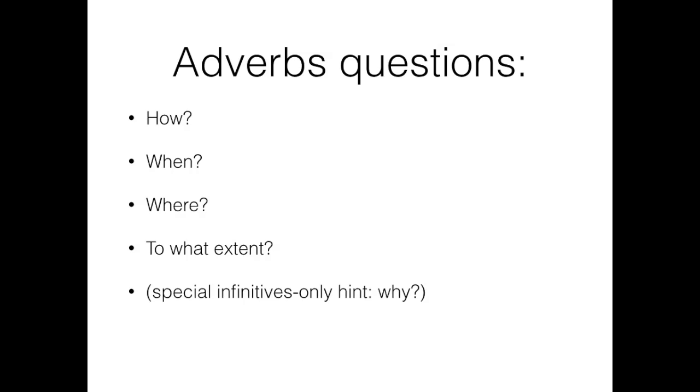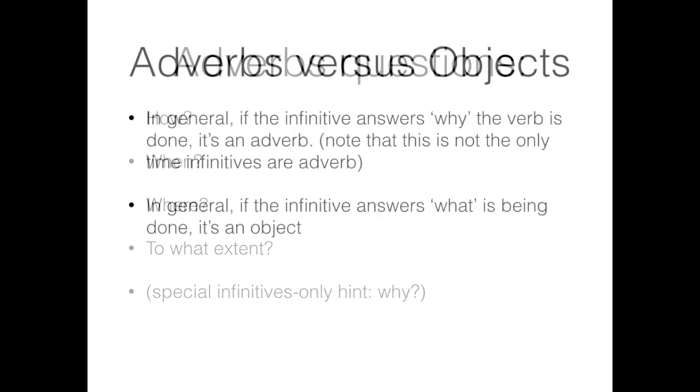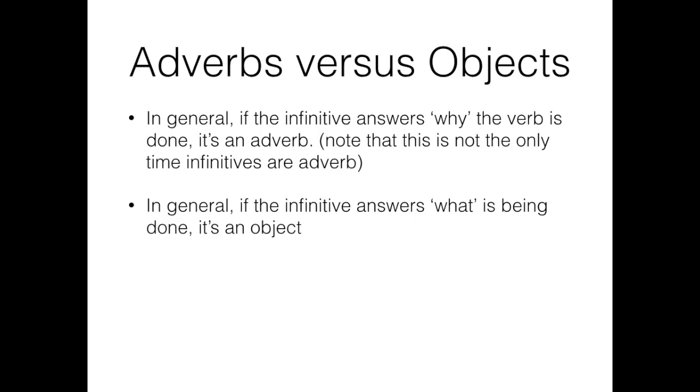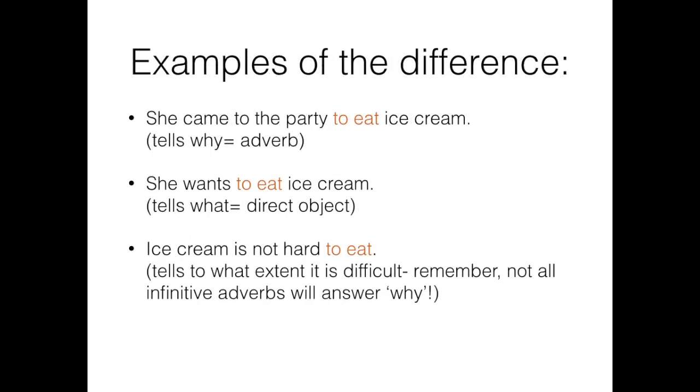I'm going to add to this a trick that I learned about identifying infinitives as adverbs versus direct and indirect objects, which, remember, are types of nouns. If the infinitive answers why a verb is being done, it's usually an adverb. If it answers what the verb is doing, then it's usually an object or a predicate nominative. These examples help illustrate the difference. Keep in mind, though, that not all infinitive adverbs answer the question why, like in the third example here.